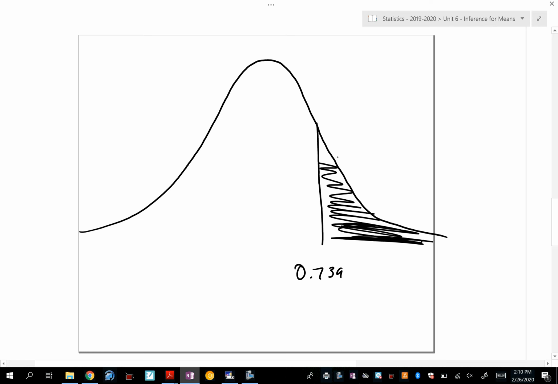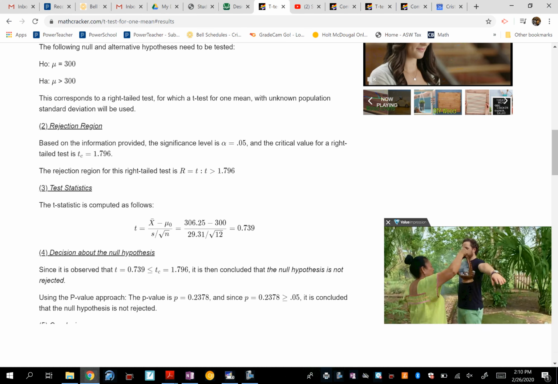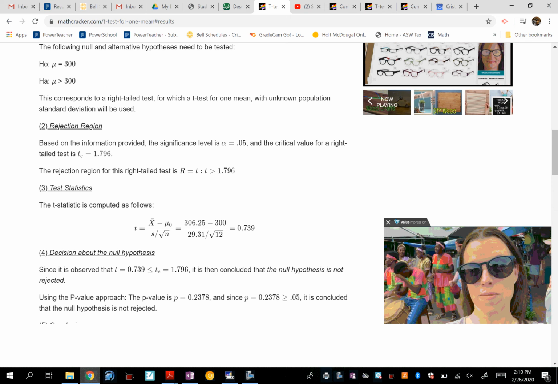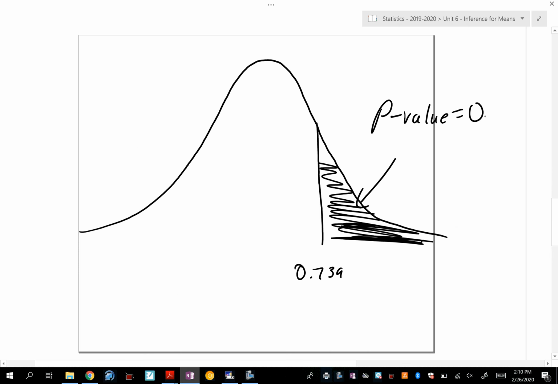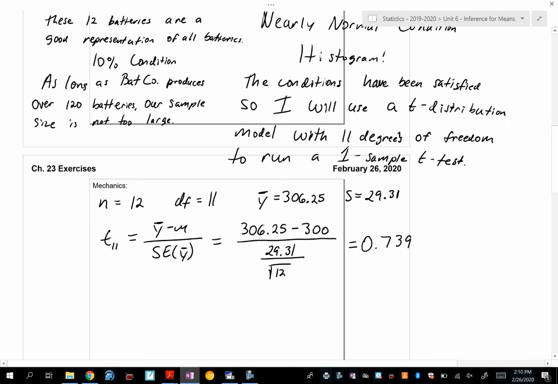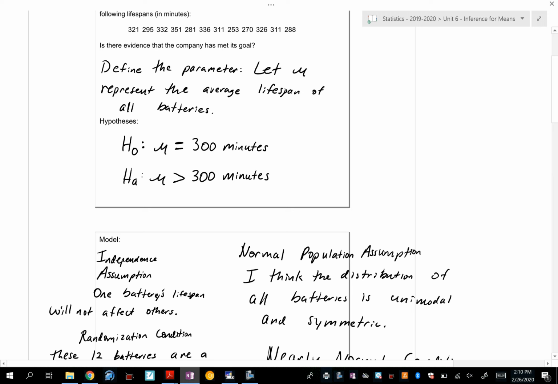Now, MathCracker is telling me that my p-value is 0.238, because the alternative hypothesis was greater than. Right here. So greater. If that had been less than, we'd be shading to the left. If it's not equal to, then we shade both tails.